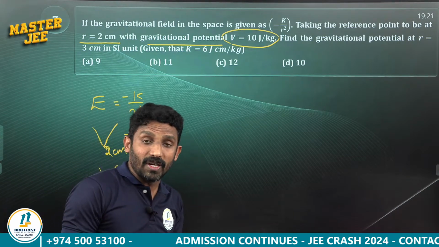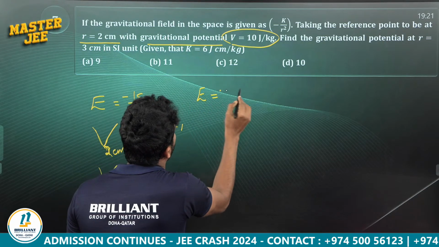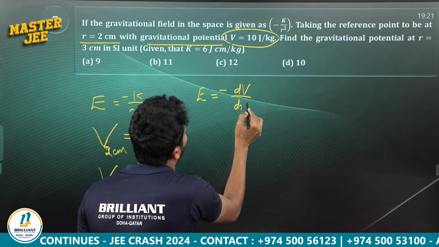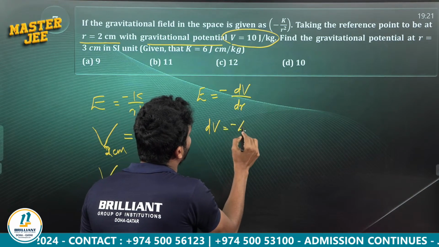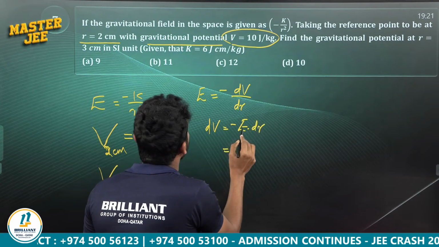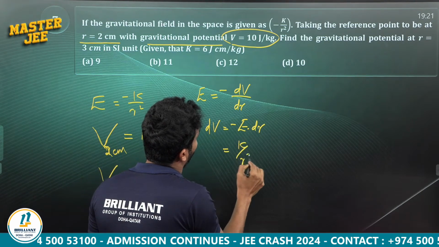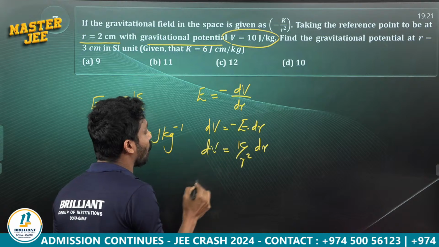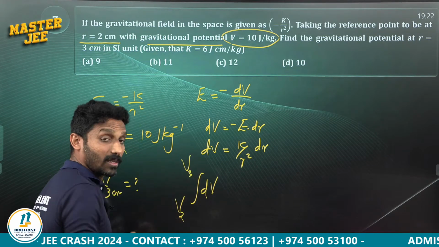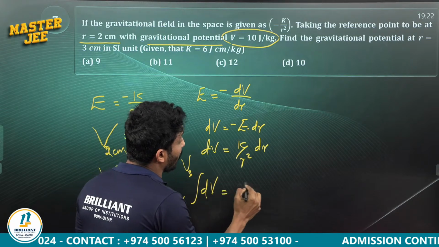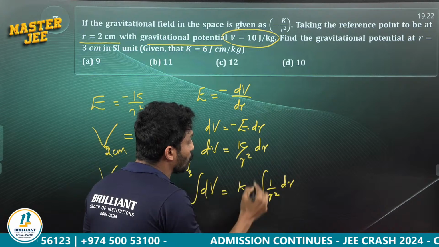We have the connection between field intensity and gravitational potential: field intensity is the negative derivative of potential. Now dV is equal to minus E dr, and minus E is equal to k by r square, so dV is k by r square dr. Integrating both sides, integral dV from V2 to V3, these are the limits, is equal to k taken outside, integral 1 by r square dr from 2 to 3.